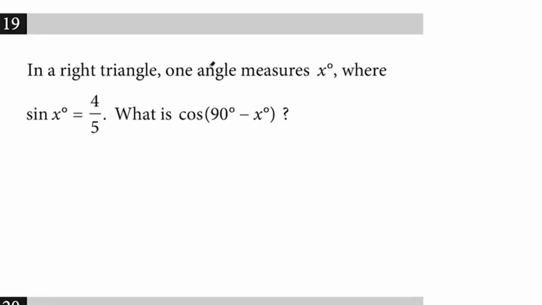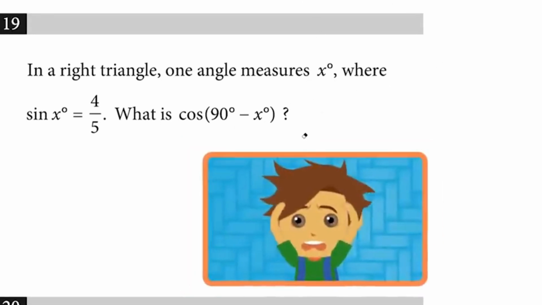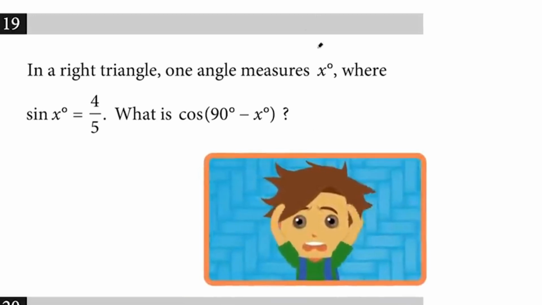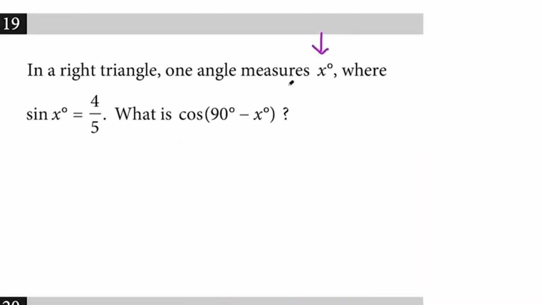In a right triangle, one angle measures x degrees, where sine of x is 4 over 5. What is cosine of 90 minus x? So a lot of people see this and they're like, OMG, not only do I have to run some sort of trigonometry because I don't know what x degrees is, but I'm in the no calculator section, people.